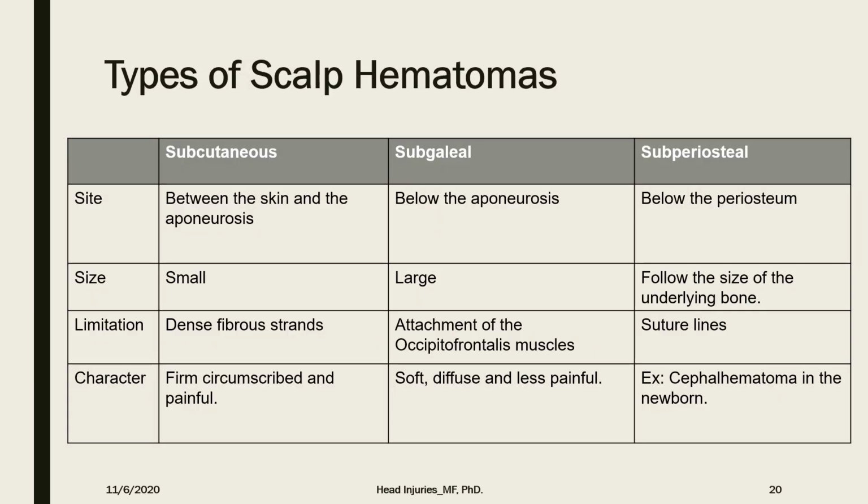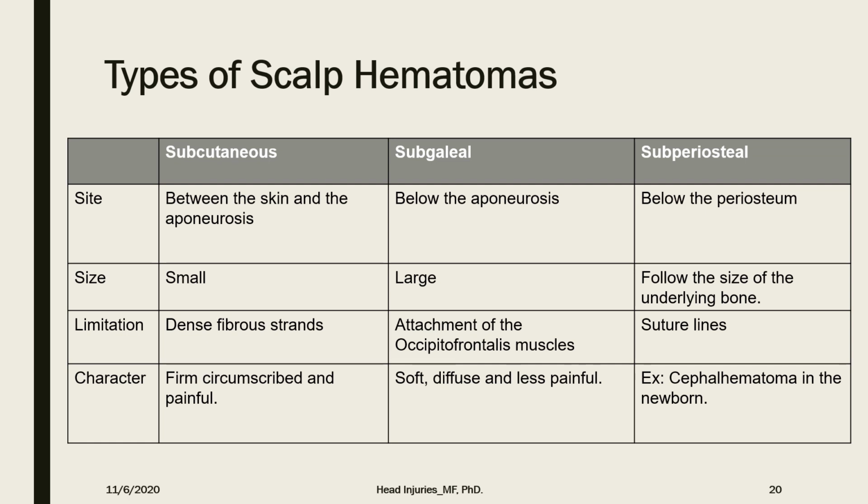The first one is the subcutaneous hematoma, which is located between the skin and the aponeurosis. Usually it is small in size because it is limited by the dense fibrous strands of the aponeurosis of the skin. This kind of hematoma is usually firm, circumscribed, but painful. The subgaleal hematoma is a collection of blood below the aponeurosis. Usually it is large in size, limited by the attachment of the occipitofrontalis muscle. It is soft and diffuse, but it is less painful.